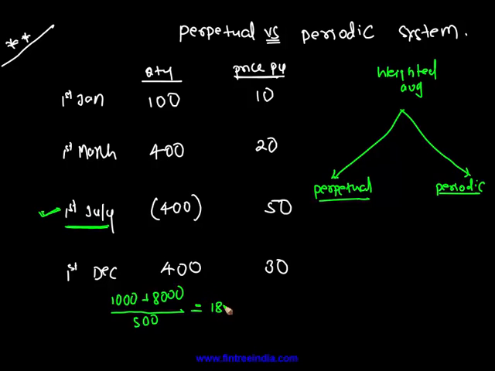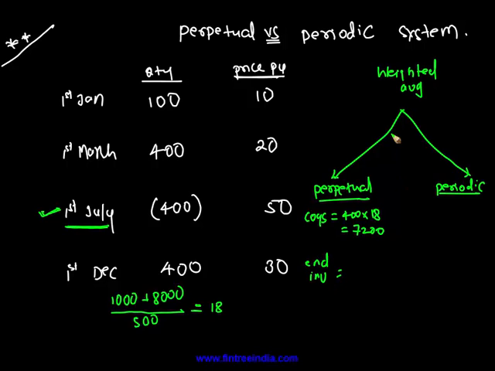So on an average, what is the cost at which I have purchased my inventory? Is it 18? Please cross check. Is it 18? So 1,000 plus 8,000 divided by 500. Your average cost is 18. So your COGS will be 400 into 18, which is how much? 7,200.